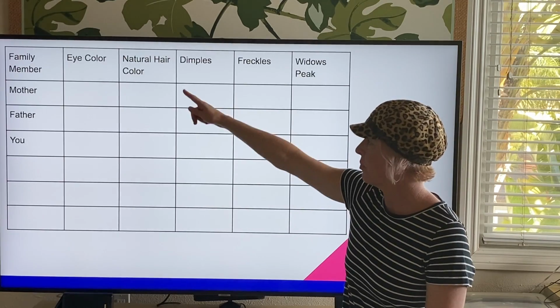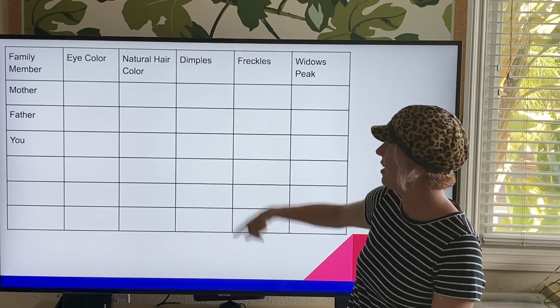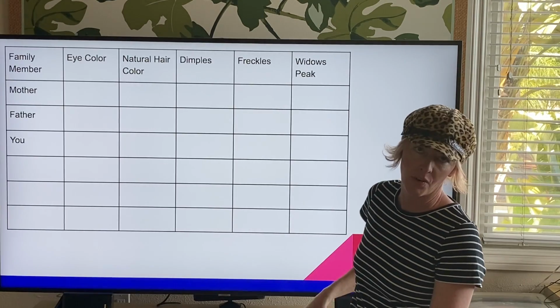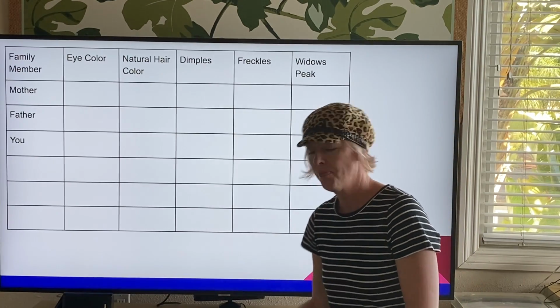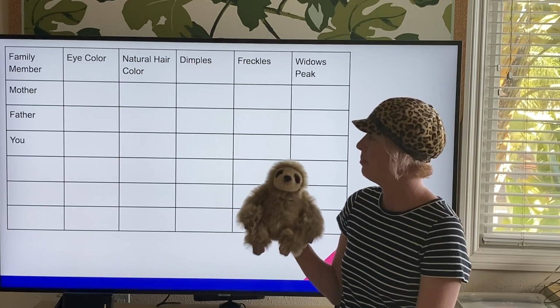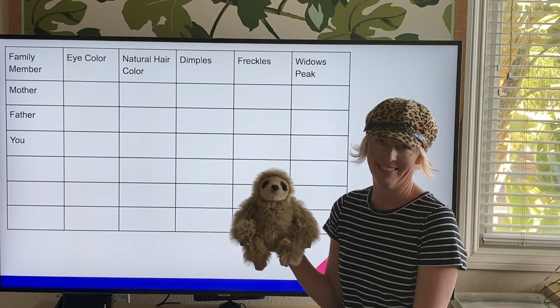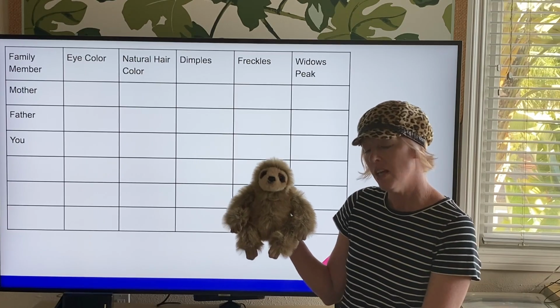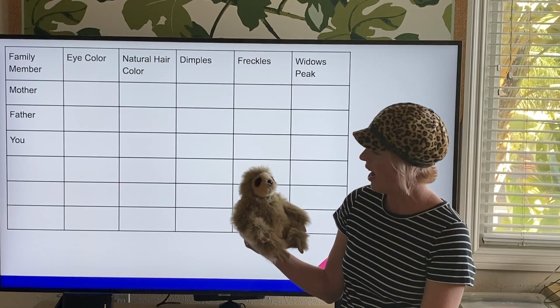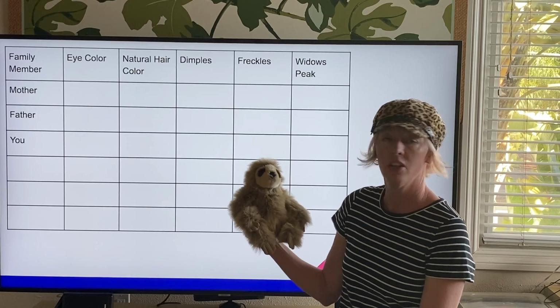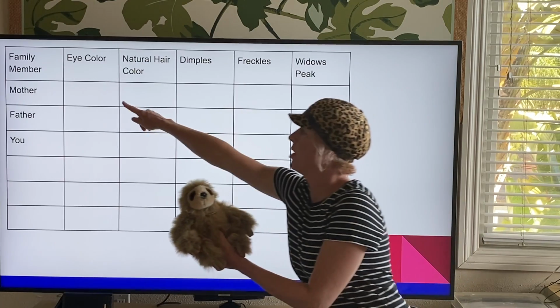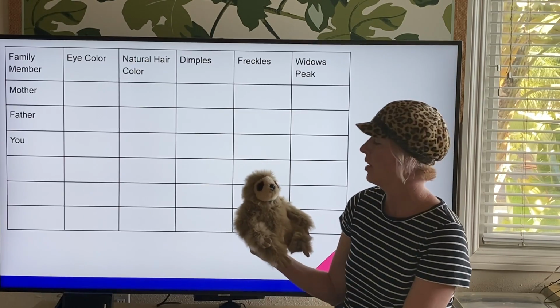You're going to ask them what their eye color, hair color is, if they have dimples, if they have freckles, and if they have a widow's peak. Today, Slothy will be playing the part of my mom. So I'm going to interview her. Slothy, what's your eye color? She said it's brown. So I will record brown right there in eye color.